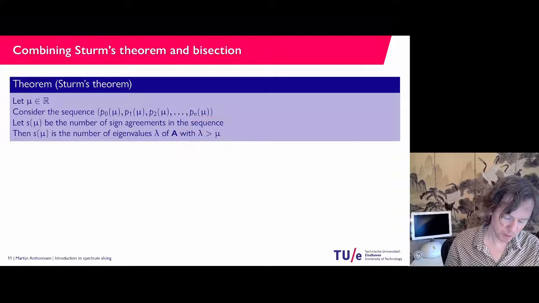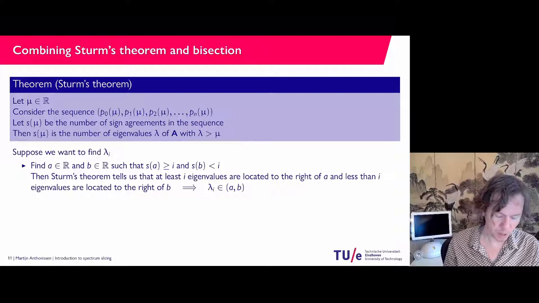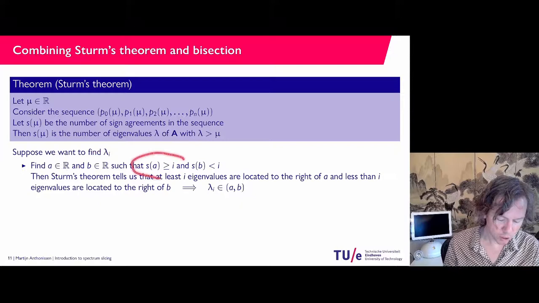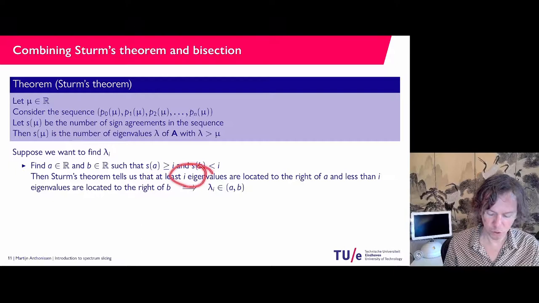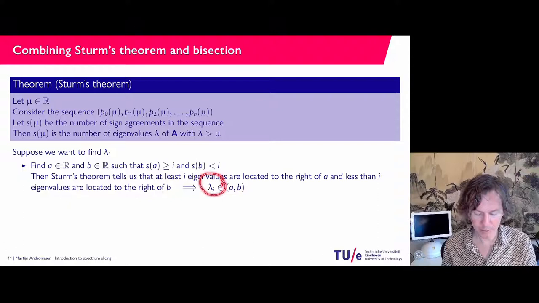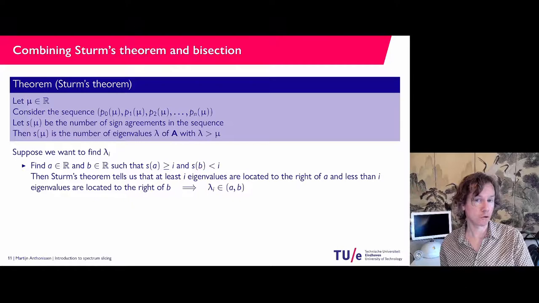So if we can find, and this is where we move to the bisection part, numbers A and B such that S of A is larger or equal to i and S of B is smaller than i, then what this theorem tells me is that at least i of the eigenvalues are located to the right of A, and less than i of the eigenvalues are located to the right of B. So what that means is that eigenvalue lambda i, so I've numbered them again, and i is the ith eigenvalue, so lambda i should be in this interval. And now I'm going to shrink the size of the interval to approximate lambda i.